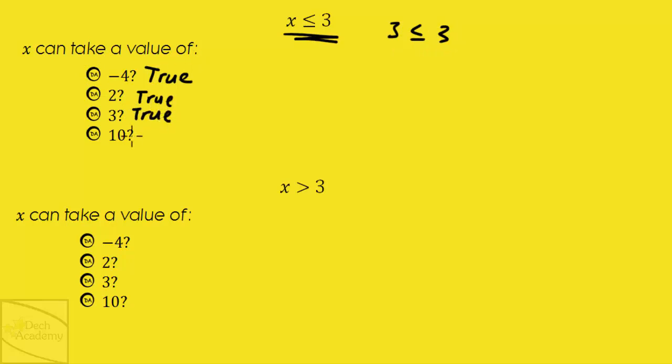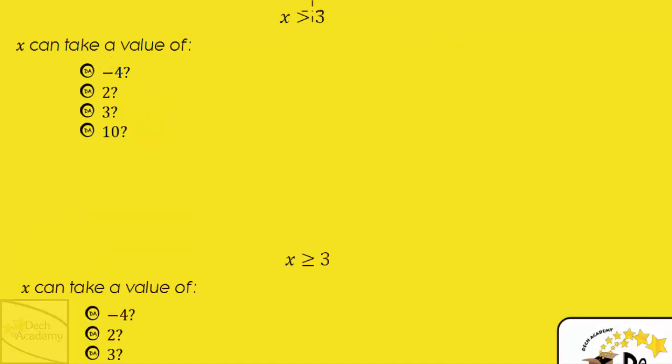X can take a value of 10. Is 10 less than or equal to 3? No, 10 is actually greater than 3, so false. X cannot be 10 because 10 does not satisfy this inequality. 10 is not less than or equal to 3. This is false.